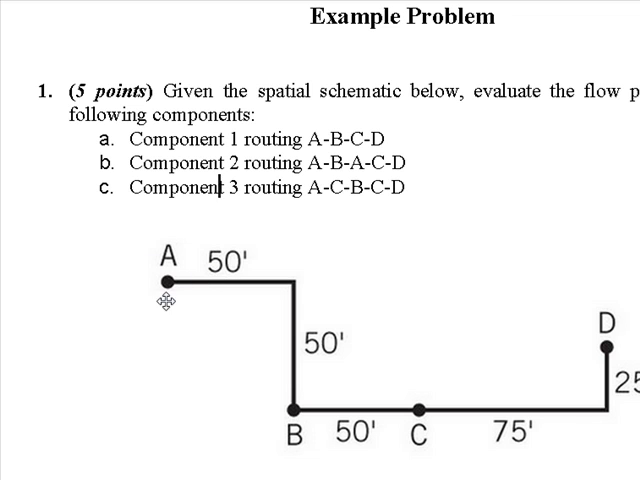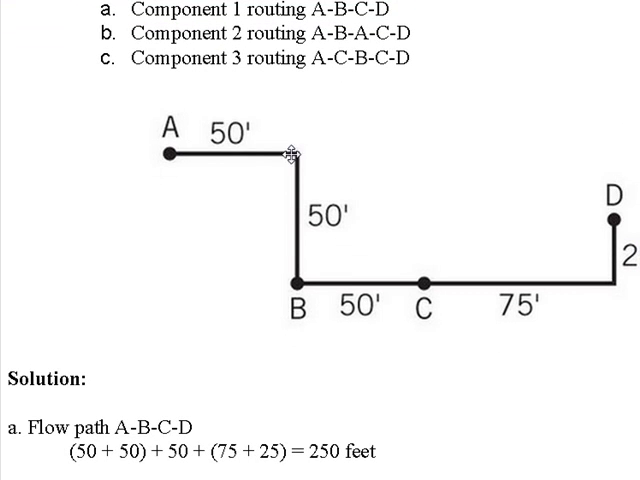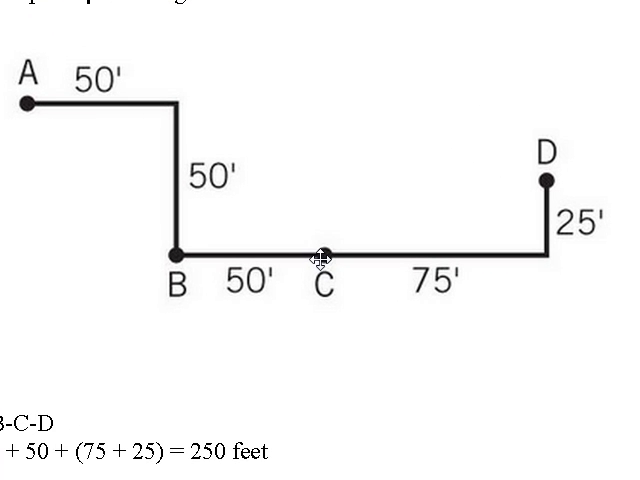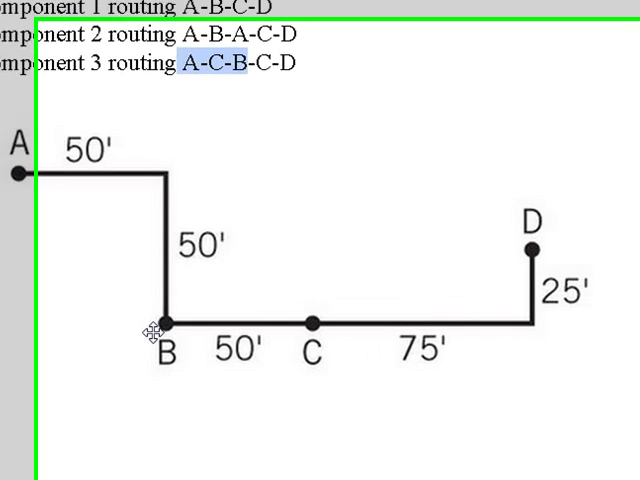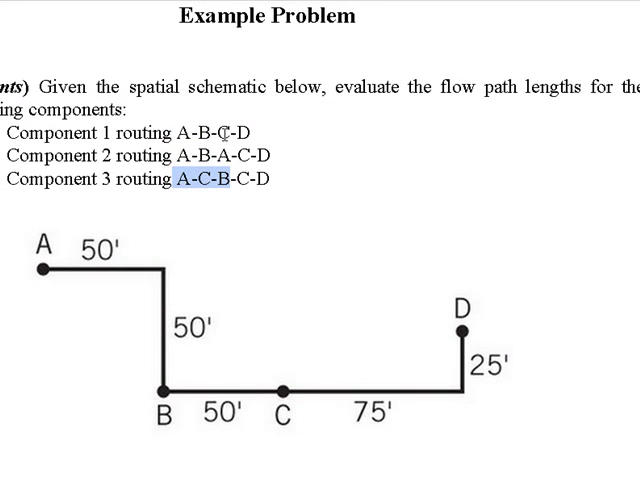Now for component 3, or part 3, the routing is A, C, B, C, D. That means the first workstation it goes through is A, then the next workstation is C. So it has to travel 50 feet, 50 feet and another 50 feet. Then it goes to C. Some work is performed on it on machine C. Next is B, so it goes back to B. Then it again goes back to C and finally to D. Okay, so now we know the routing.